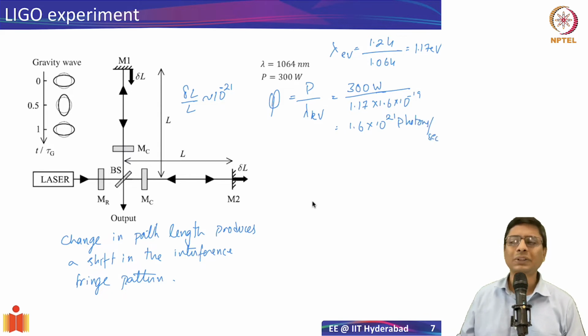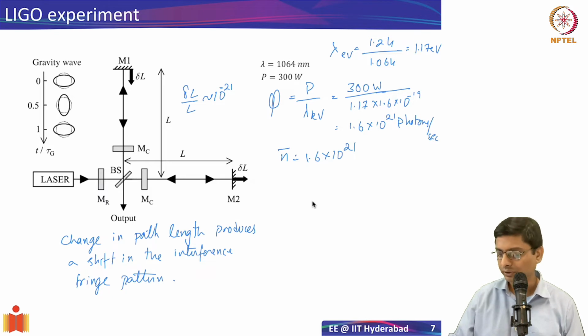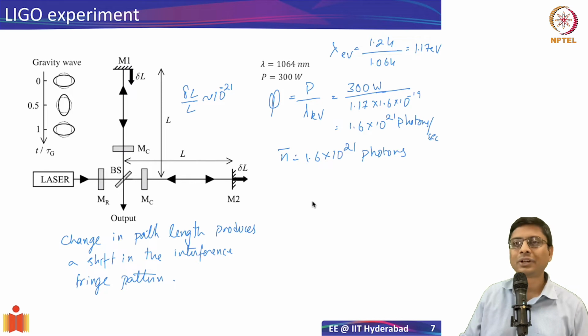If I make a measurement in 1 second, roughly my average photon number is going to be equal to 1.6 into 10 power 21 photons. So what is the uncertainty in the number of photons now?